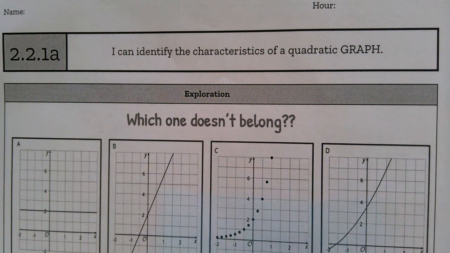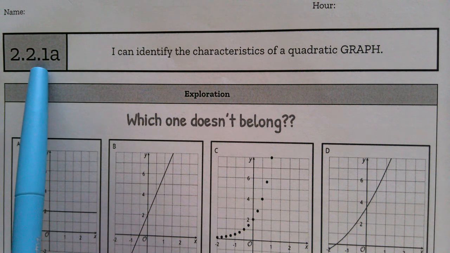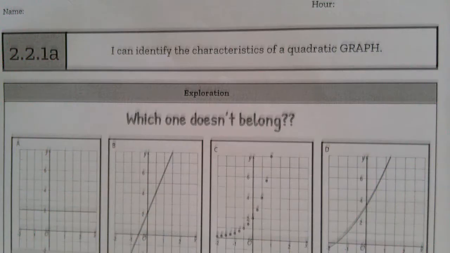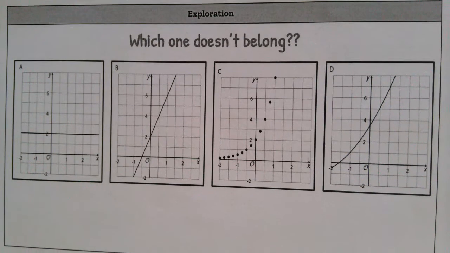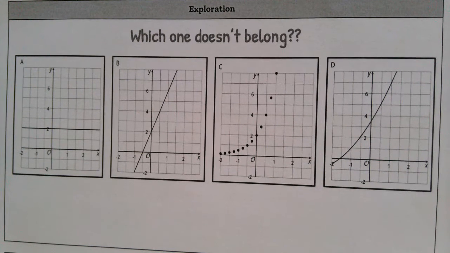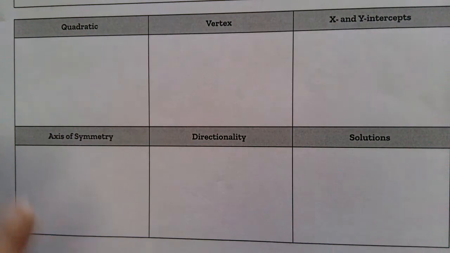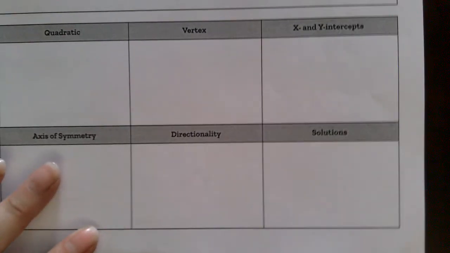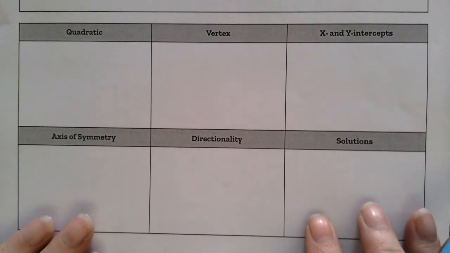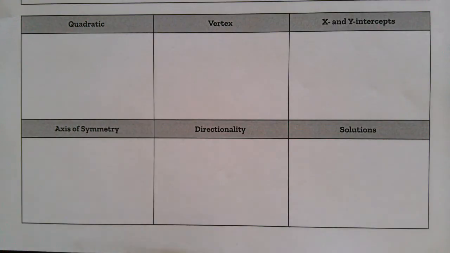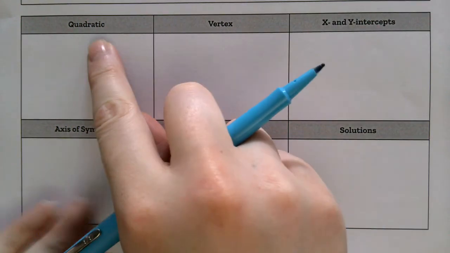Hello, in this video we're going to go through Learning Target 221A, which is talking about the characteristics of quadratic graphs. If you weren't in class, you can skip this exploration part and move to the bottom. So the first thing we want to do is go through some characteristics of quadratics. Our new unit is all about quadratic functions, so we're going to start by defining a quadratic function.